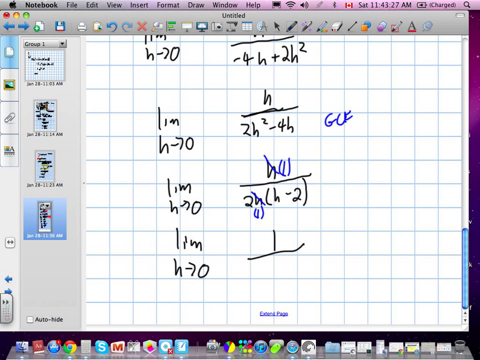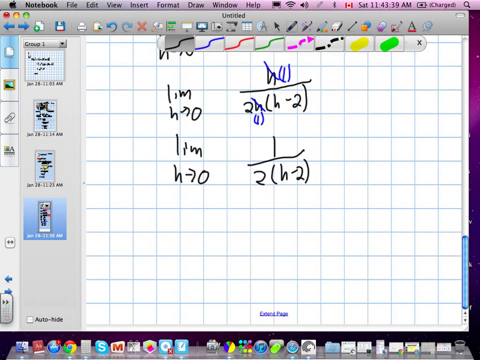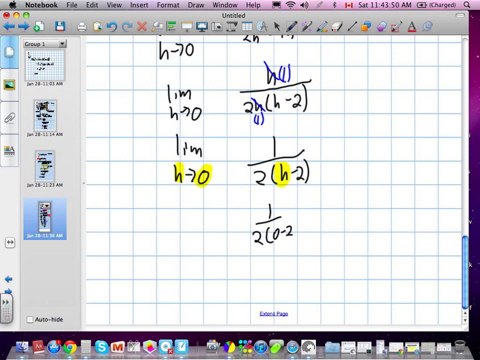Now that we've simplified this enough, we plug in 0 for h. So we replace h with 0 and get 1 divided by 2 times (0 minus 2). Is this making sense? Yep. Which gives us 1 over 2 times negative 2, which is negative a quarter. So the limit as h approaches 0 is negative a quarter.